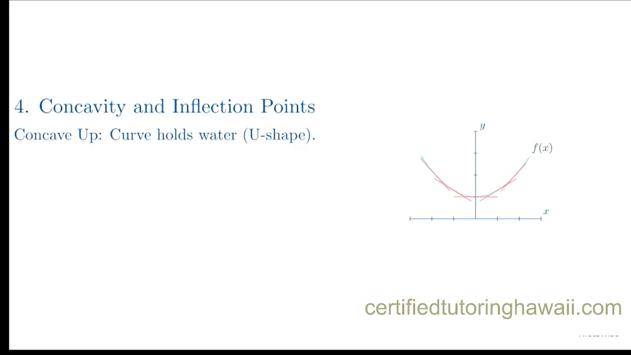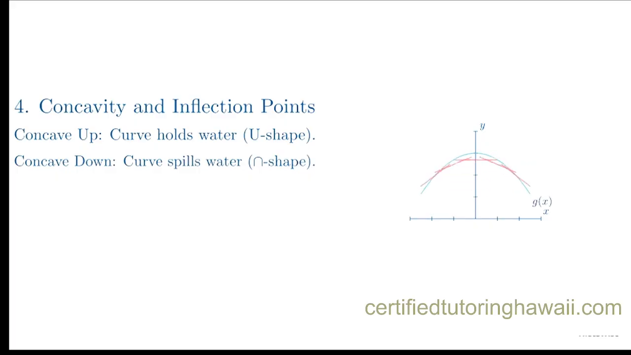Look at how the tangent lines get steeper as we move right. In calculus terms, this means the second derivative is positive. That's a concept you'll see later. Conversely, concave down is like an upside-down U-shape. A function is concave down if its rate of change is decreasing. The graph gets flatter as you move from left to right. The slope is decreasing. Notice how these tangent lines get flatter as we move right.